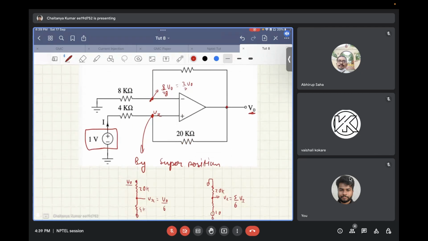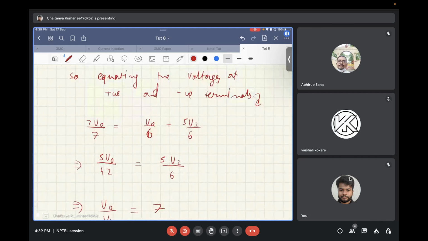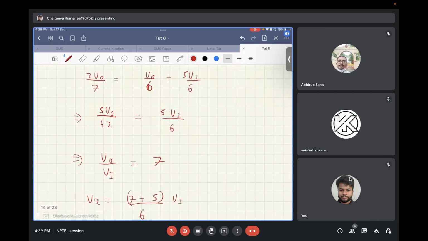That is, once you have only V naught and ground the other terminal, that is this 1 volt. So from there you get V naught by 6. And then in the other case, you set V naught as 0 and find out the voltage due to this input voltage, that is 1 volt. So that is 5 by 6 times Vi, and Vi in this case is 1 volt. So then equating the voltages at positive and negative terminal, you get V naught by Vi as 7.